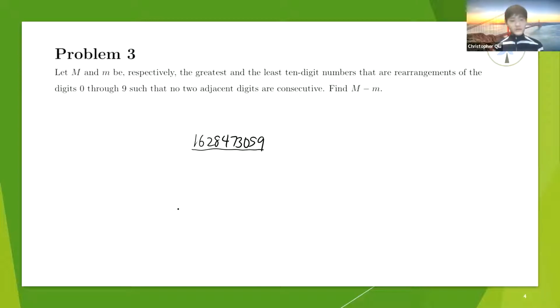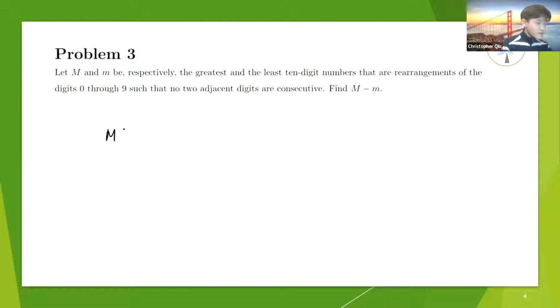So we want to find the greatest and the least possible 10-digit numbers that satisfy these two conditions. So for example, this number satisfies both conditions because there are no two adjacent digits that are consecutive, and all the digits appear exactly once. All right, so let's erase this number, and now what we'll try to do is find what the greatest and least 10-digit numbers of this form are. So first, let's try to find what M is, capital M.